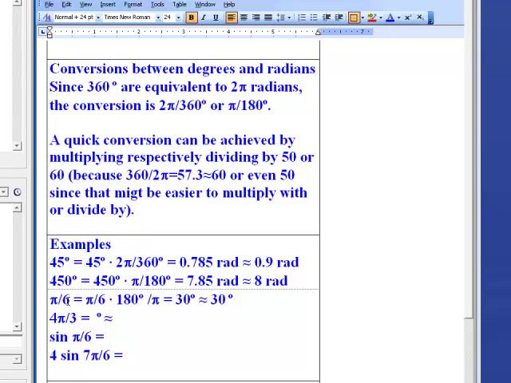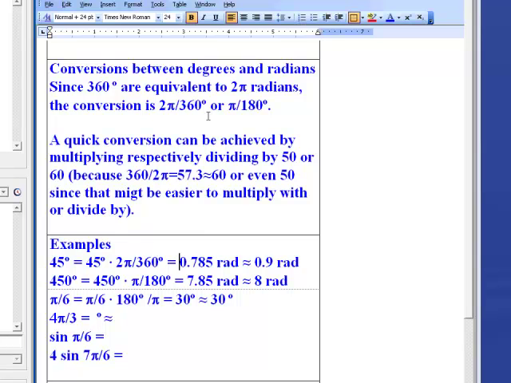We have to become familiar with certain fractions of pi. We just have to memorize them. Pi over 6 is such a fraction. Notice that pi is equivalent to 180 degrees. That means pi over 6 needs to be equivalent to 30 degrees. Pi over 4 needs to be equivalent to 45 degrees.